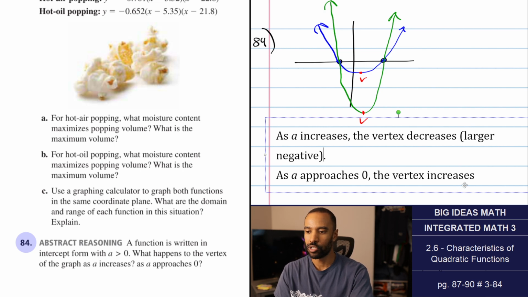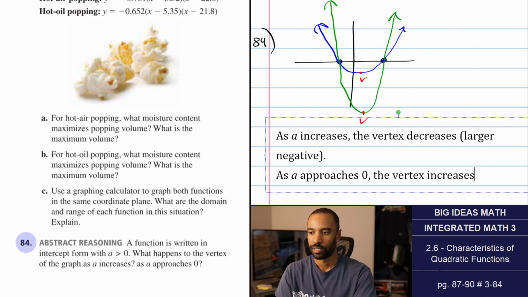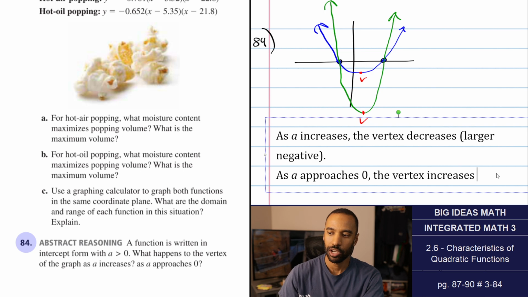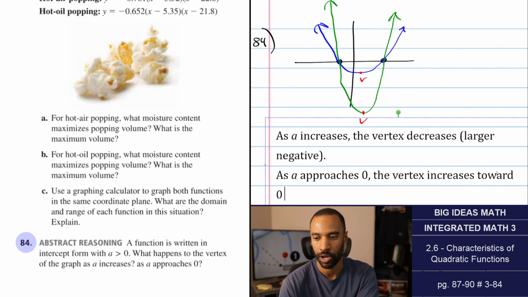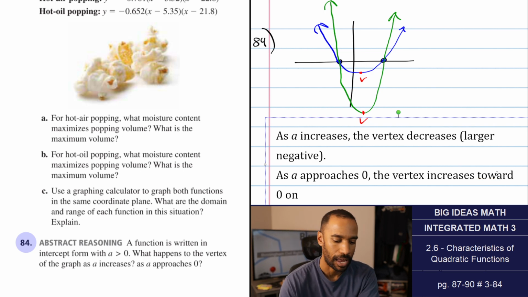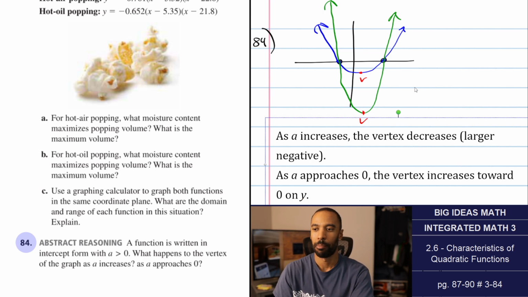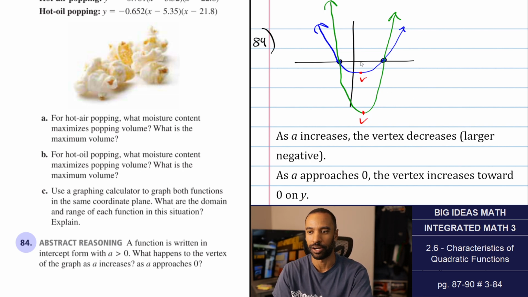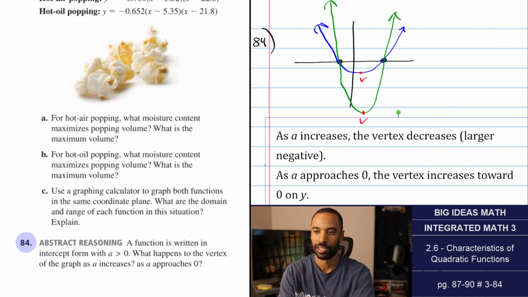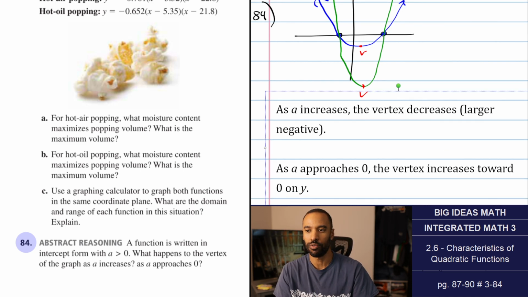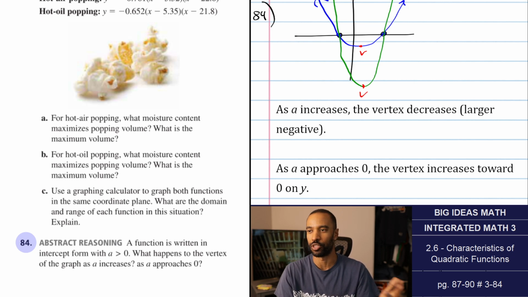As a approaches zero, the vertex increases toward zero on y. I don't know how else to say that correctly, but it's getting closer to zero there. Hopefully that makes sense, because that's what I'm going with. Hopefully my explanation and the drawing made sense for you to come up with a better way of saying it than I did.